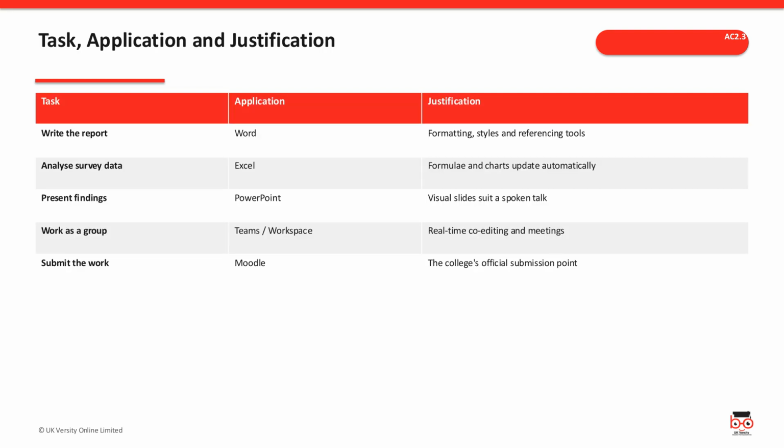It helps to line up task, tool, and reason together. You'd write the report in Word for its formatting and referencing, analyze survey data in Excel because formulae and charts update automatically, and present findings in PowerPoint because visual slides suit a talk. Group work goes in Teams or Workspace for real-time co-editing, and you submit through Moodle, the college's official drop-off point. Spell out that chain and your choices look deliberate, which is the whole idea.